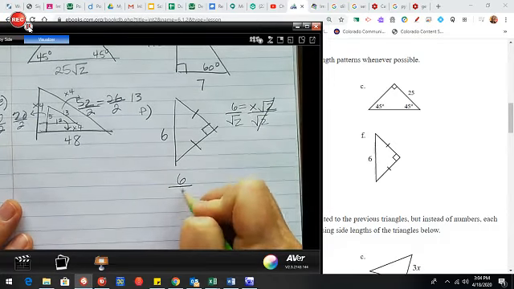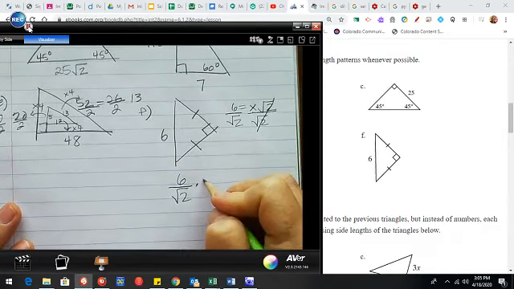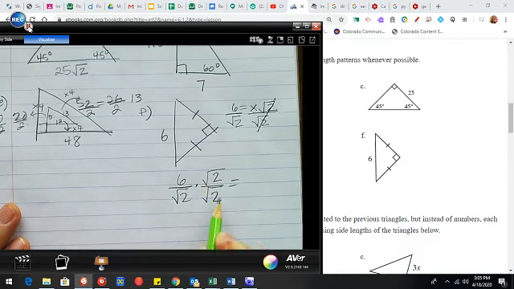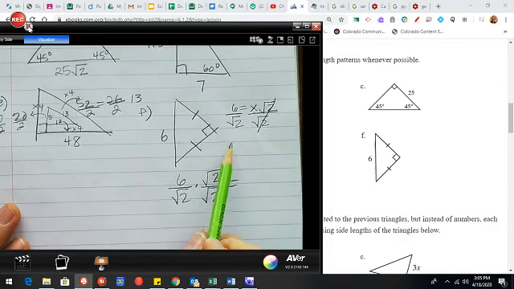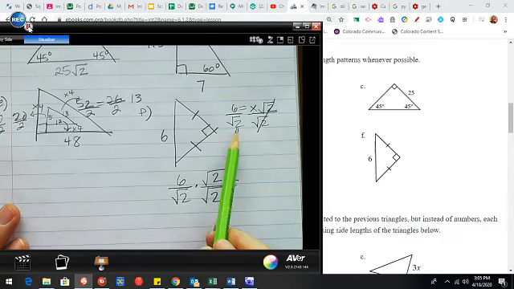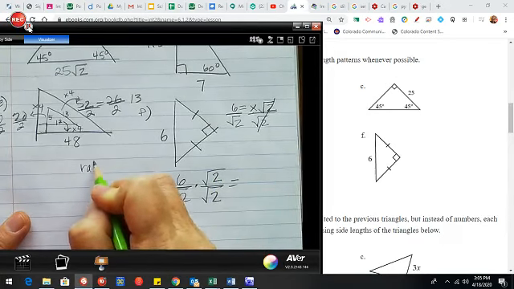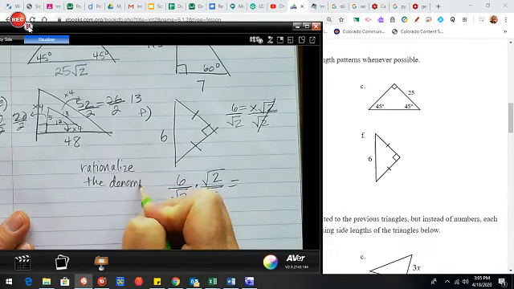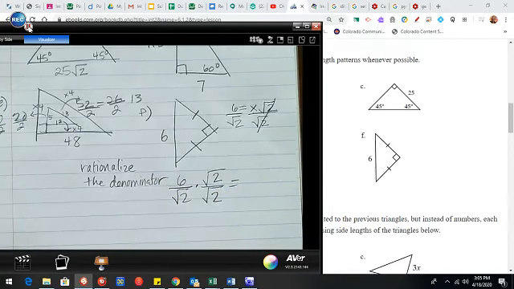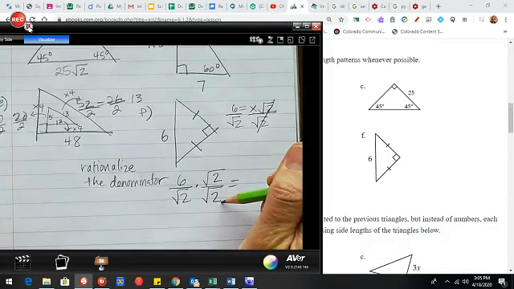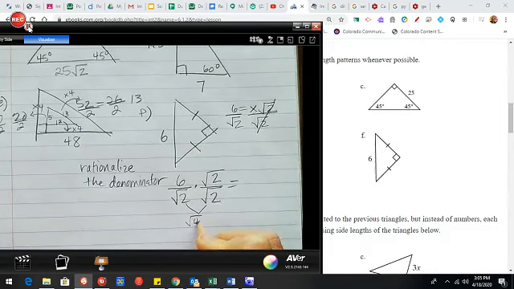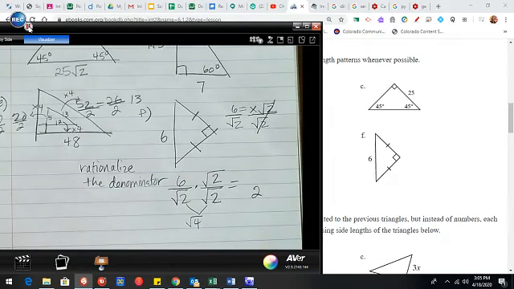Let's write this out because not everybody did special right triangles. This might be the only time some of you are seeing this. So I'm multiplying by square root of 2 over square root of 2 because other math teachers are going to say, sorry, you need to rationalize the denominator. And that just means you need to write this without an irrational number in the denominator. So I'm multiplying by square root of 2 over square root of 2 because square root of 2 times square root of 2 is square root of 4, which is 2.